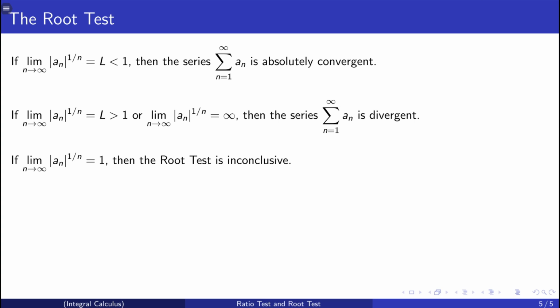Applying the same idea to general series, it turns out that when you take the nth root of this a sub n formula that you have in absolute value, it's the same as the ratio test. If that limit is less than 1, it's absolutely convergent. If that limit is larger than 1 or infinity, then it's divergent. Same thing, if it's 1, then it's inconclusive.